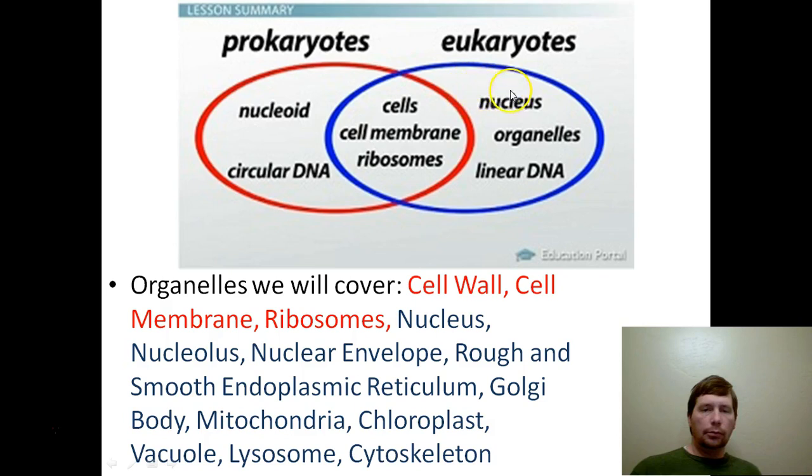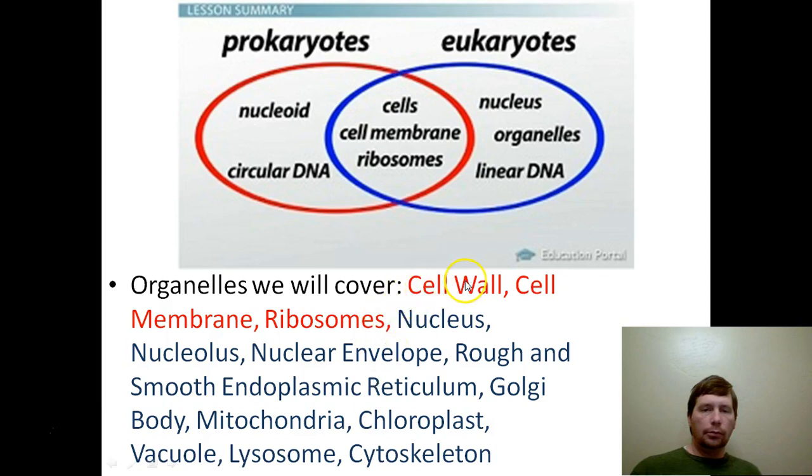Now, eukaryotes have some stuff that prokaryotes don't have, things like a nucleus, various organelles, and linear DNA. Prokaryotes have some things that eukaryotes don't. But for the purpose of this class, we're going to be talking about these organelles down here: cell wall, cell membrane, ribosomes, nucleus, nucleolus, nuclear envelope, rough and smooth endoplasmic reticulum, Golgi body, mitochondria, chloroplast, vacuole, lysosome, and cytoskeleton. You will have to know the function of each of those organelles.